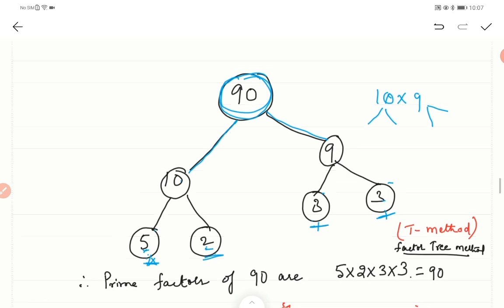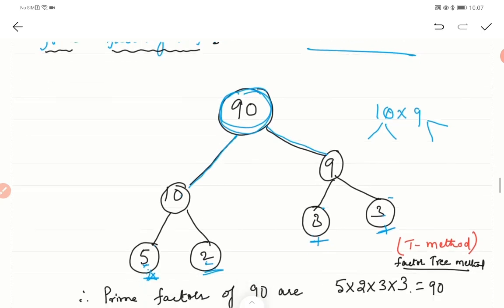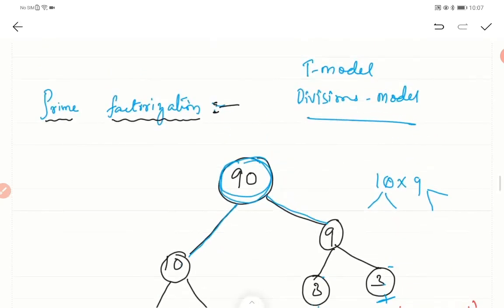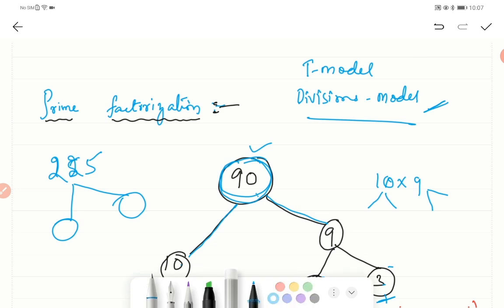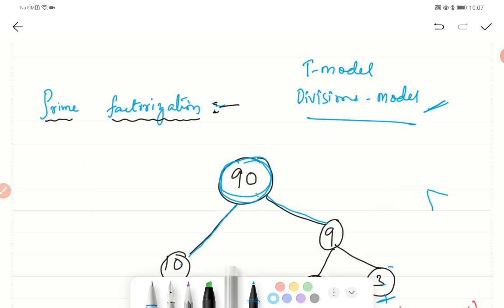By using the T model, this is how you do it. But the next method, the division method, is easy for you if the given number is very big. If your number is given something like 225, it is difficult for you to split this number, isn't it? If you go by the T model, it becomes difficult. Now you can use your division method. How exactly are you going to use the division method?